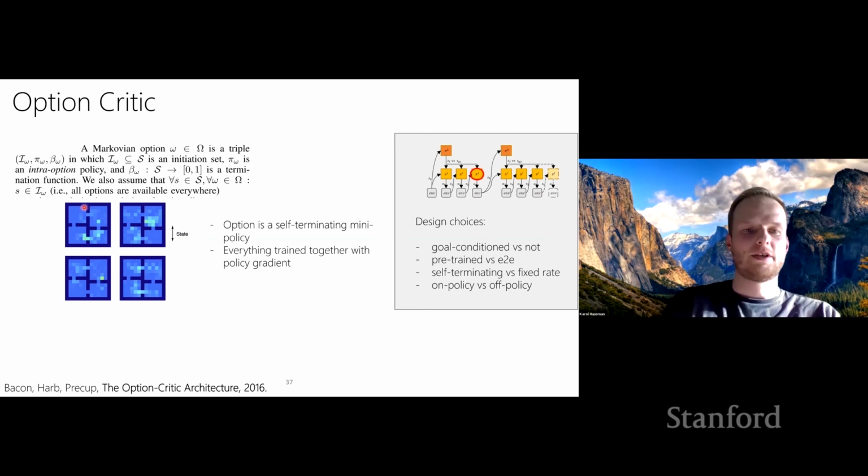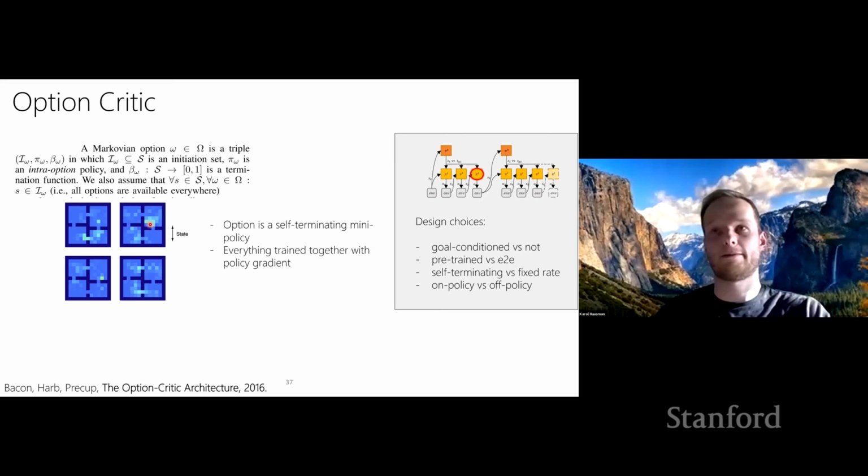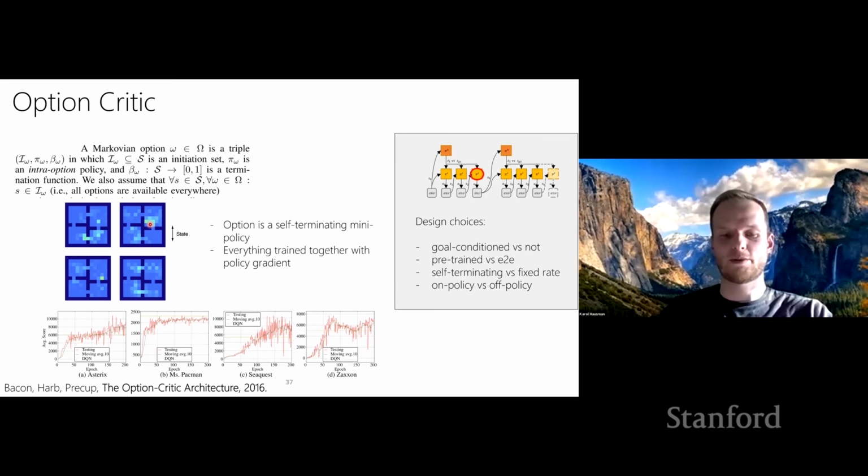Here they show the termination state frequency. They basically try to depict in which states the options terminate. You can see that in this grid scenario, they very often terminate close to the exit, which seems to make sense. That probably means we have an option per room, and this option decides to terminate when it's close to the door. And then they show some results on the Atari benchmark showing that this hierarchical option-critic algorithm is better than a flat RL algorithm.